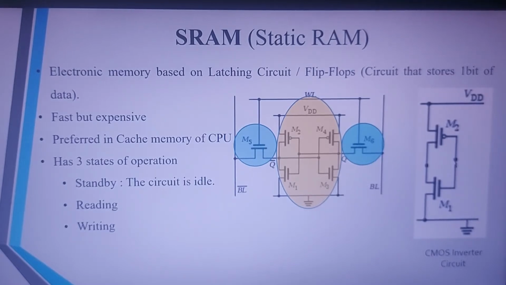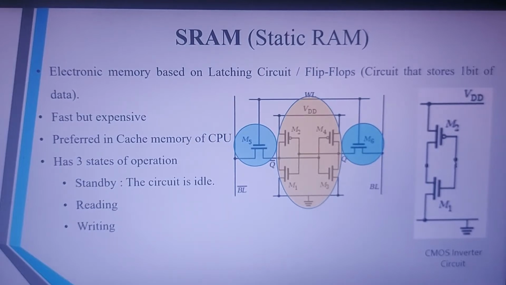So now when we want to access a bit of data, first we have to enable the word line, which is a horizontal top line. You can see it written as WL. That is first activated, and then once it is activated, M5 and M6, these two transistors will get into saturation, that is on state. So they allow the current to flow through them.